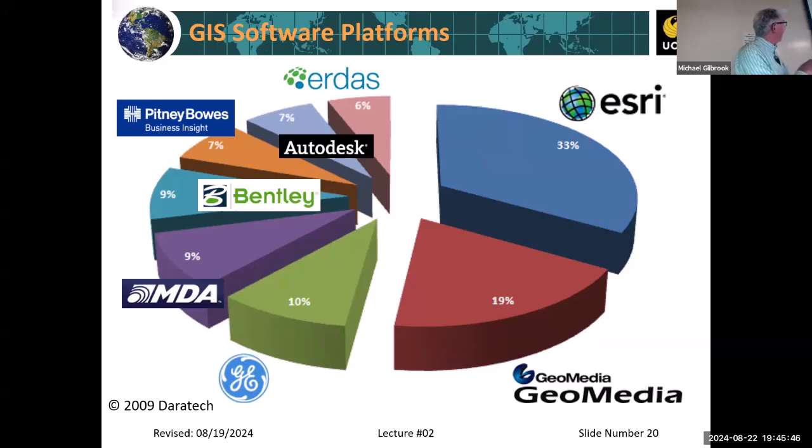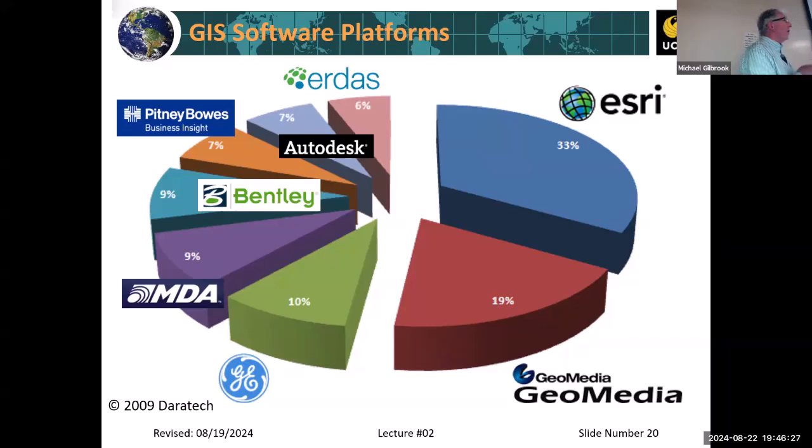Bentley had 9%. Both Bentley and GeoMedia make computer-aided design software that's used by engineers to design things like roads and buildings and water treatment plants. And so oftentimes, the folks that are already used to using their CAD products naturally would migrate to the GIS products made by the same company, and they would integrate pretty well. The GIS that Bentley has integrates well with its CAD software. Now, Esri does a pretty good job of integrating with all sorts of different products. So it's not as big a deal as it used to be to stick with the one thing. You can get these two things to talk to each other pretty well.